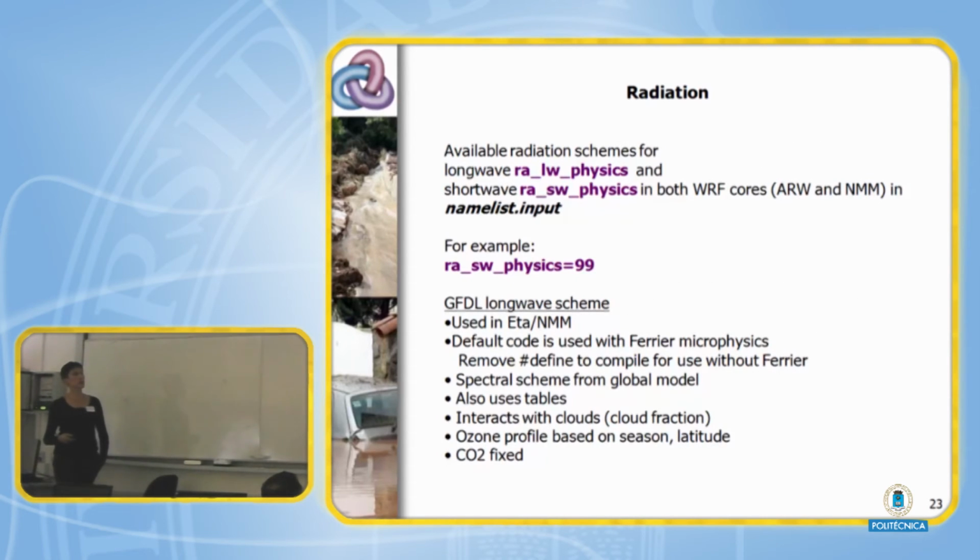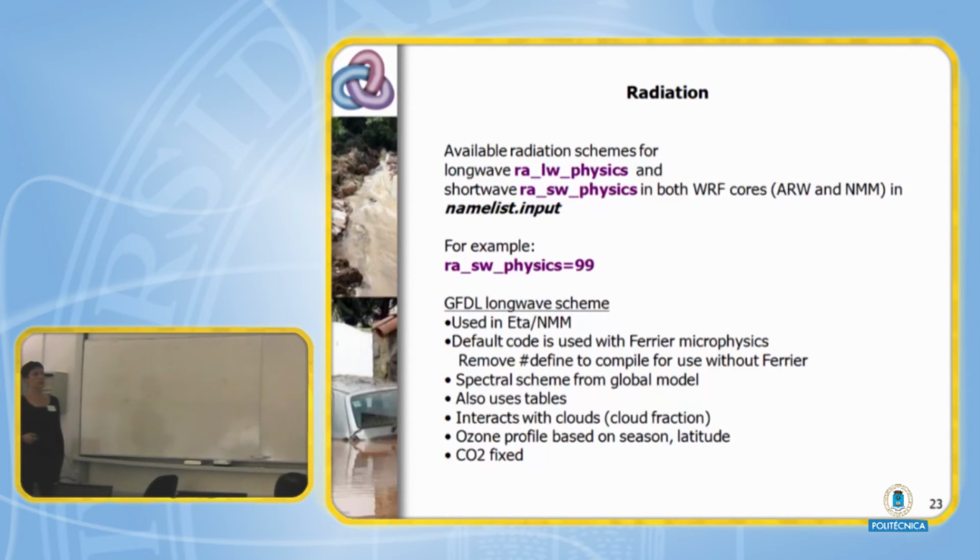And how it is done in WRF. You have available a few radiation schemes, and you can include them through the name list. The available radiation schemes for long wave and short wave physics, RA_LW and RA_SW, are in both WRF cores, in NMM and Advanced Research. And all of them are in namelist.input. When you see it, you can easily recognize what I'm talking about.